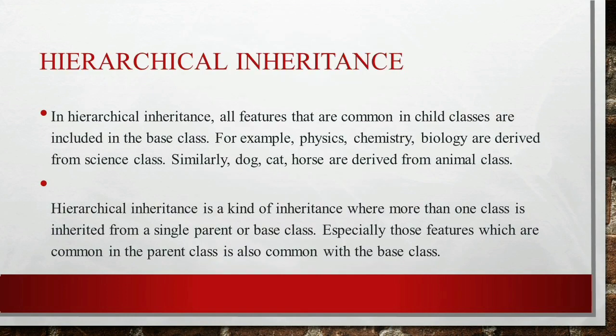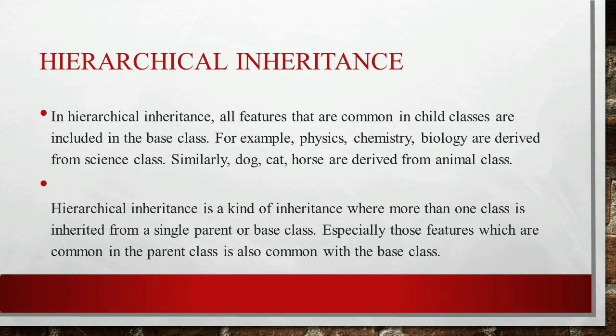Next is hierarchical inheritance. In hierarchical inheritance, all features that are common in child classes are included in the base class. For example, physics, chemistry, biology are derived from the science class. Similarly, dog, cat, horse are derived from the animal class.